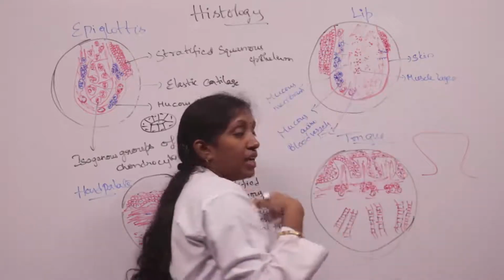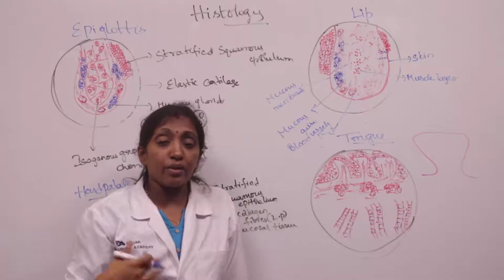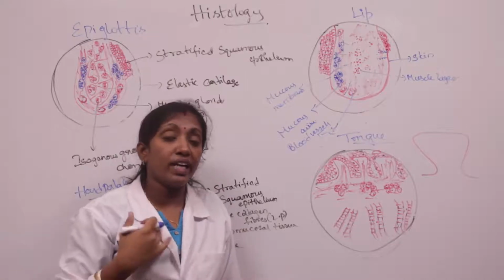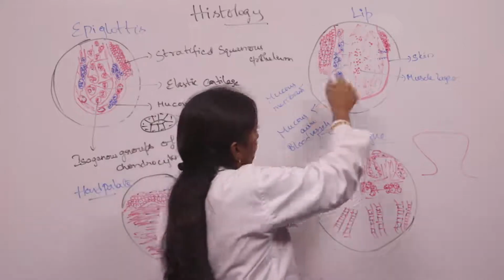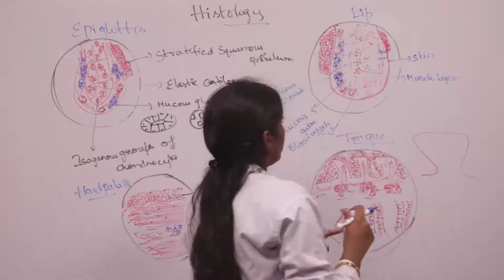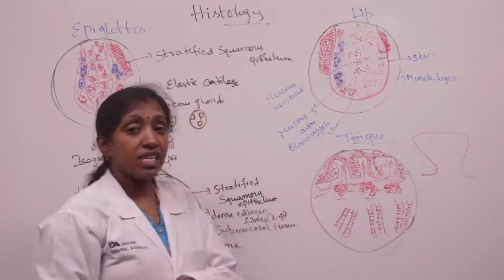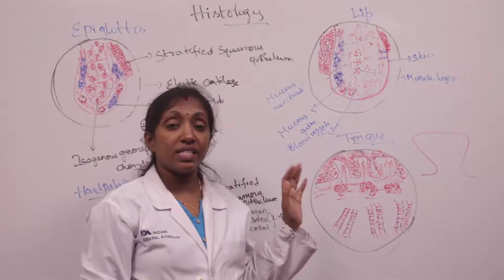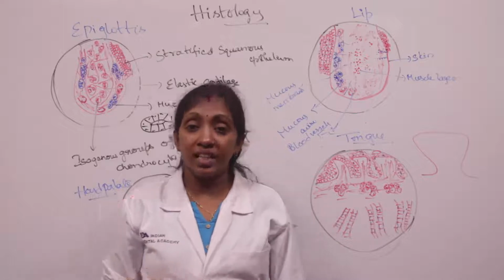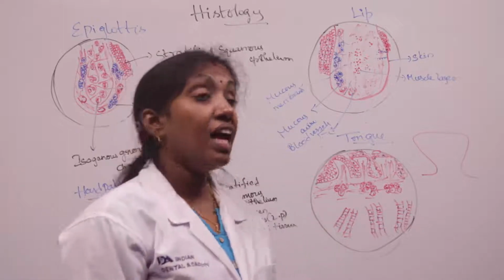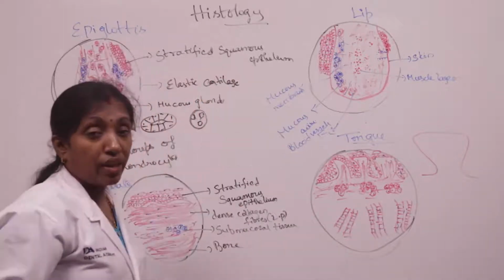And here the epithelium is very thick on the mucosal surface, and the mucous membrane consists of very dense epithelium. That means the layers of cells are more. And deep to the epithelium we have mucous acini and blood vessels present in the connective tissue, and a muscle layer is present. Nothing but the skeletal muscle layer is present in the lip. So that's about the lip.